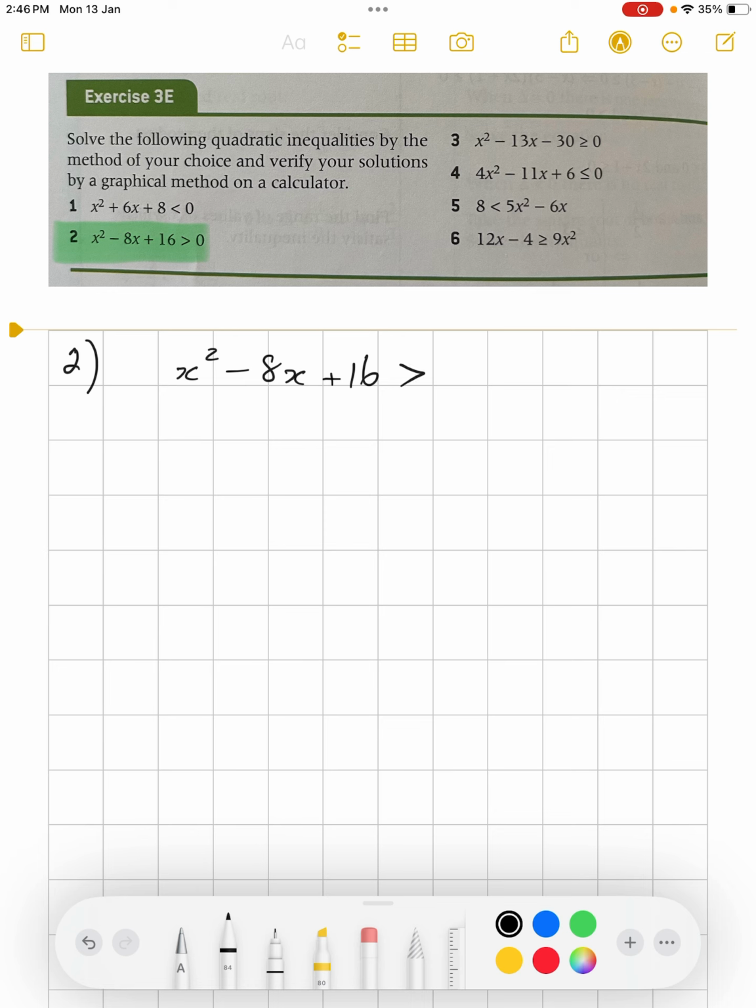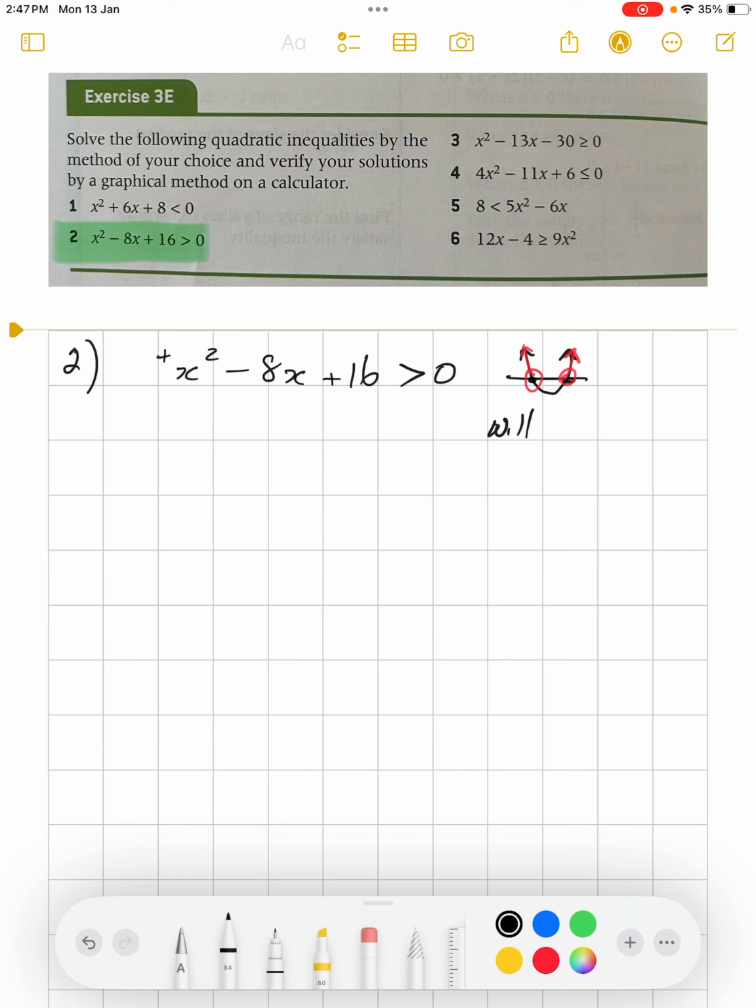Now we're looking at a quadratic for when it's greater than 0, when it's above the x-axis, and it's a positive, which means it has a minimum. So if it crosses the x-axis, it's going to be above the x-axis when it's greater than that point, and when it's less than that point, not including those points. Well, let's see if it will factorize.